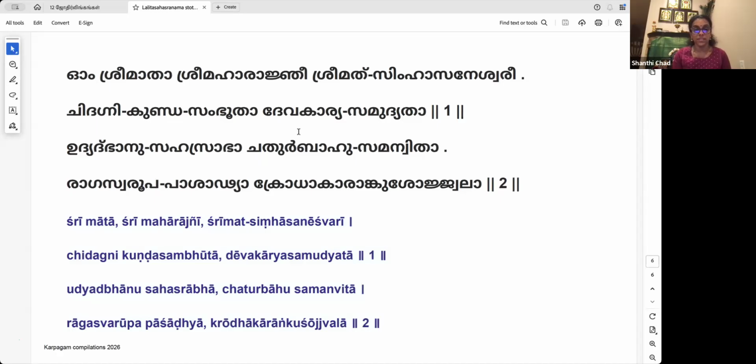So that is the control. We have to control our senses. That is what it denotes. And Raga Swarupa Pashadhya Krodha Karangkushojvala.